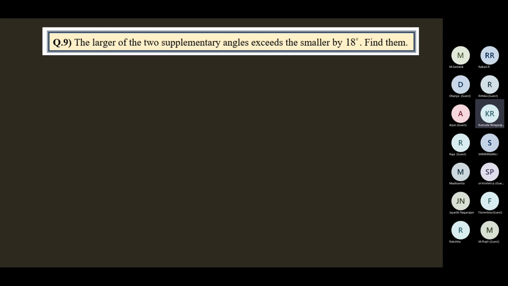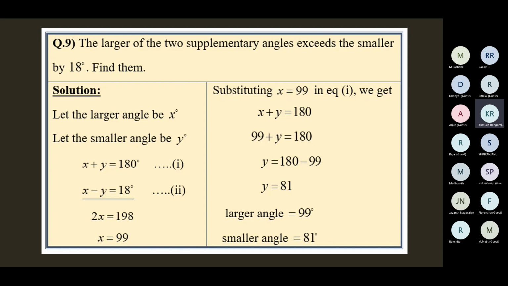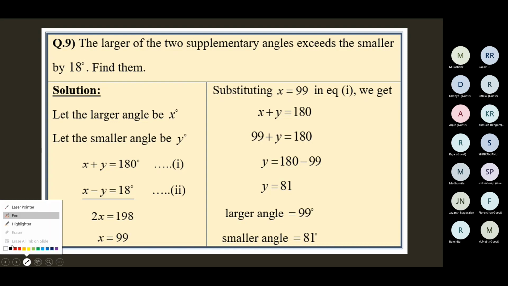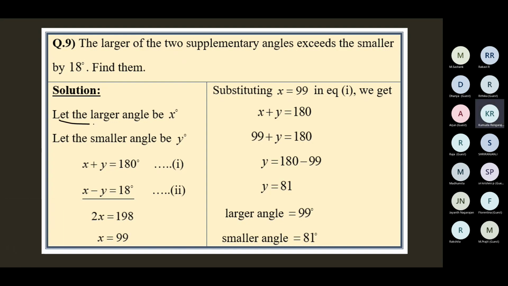So when two quantities are compared, that is, the larger one and the smaller one, your assumption must be specific. You must say, let the larger one be X, let the smaller one be Y, and so on. So you can see the answer here. Let the larger angle be X degrees. Let the smaller angle be Y degrees.